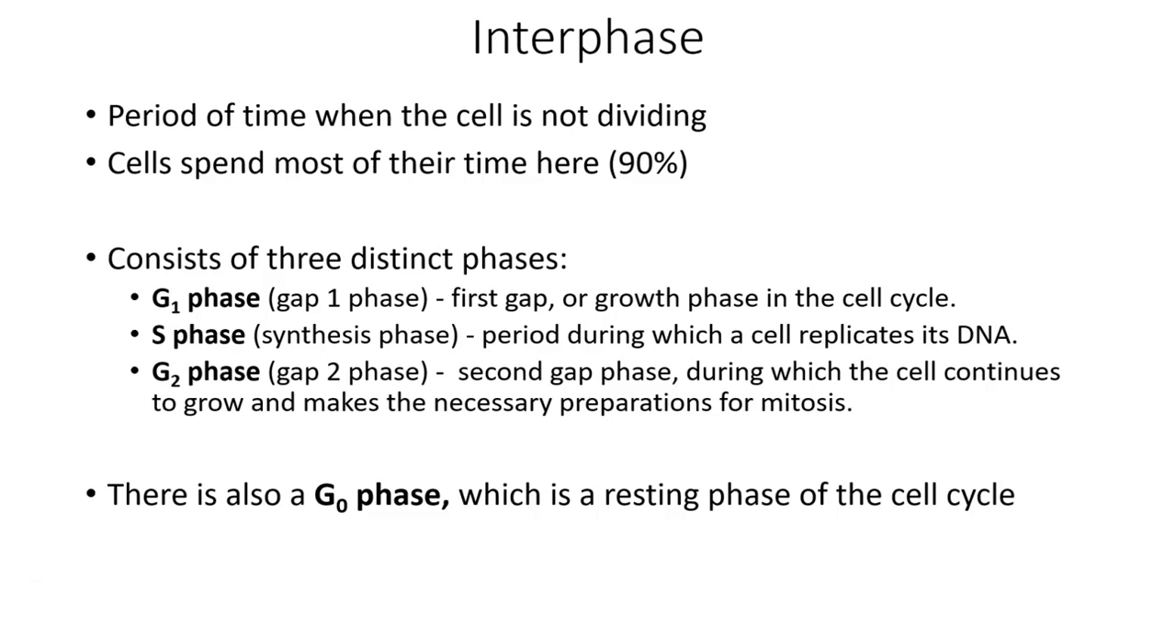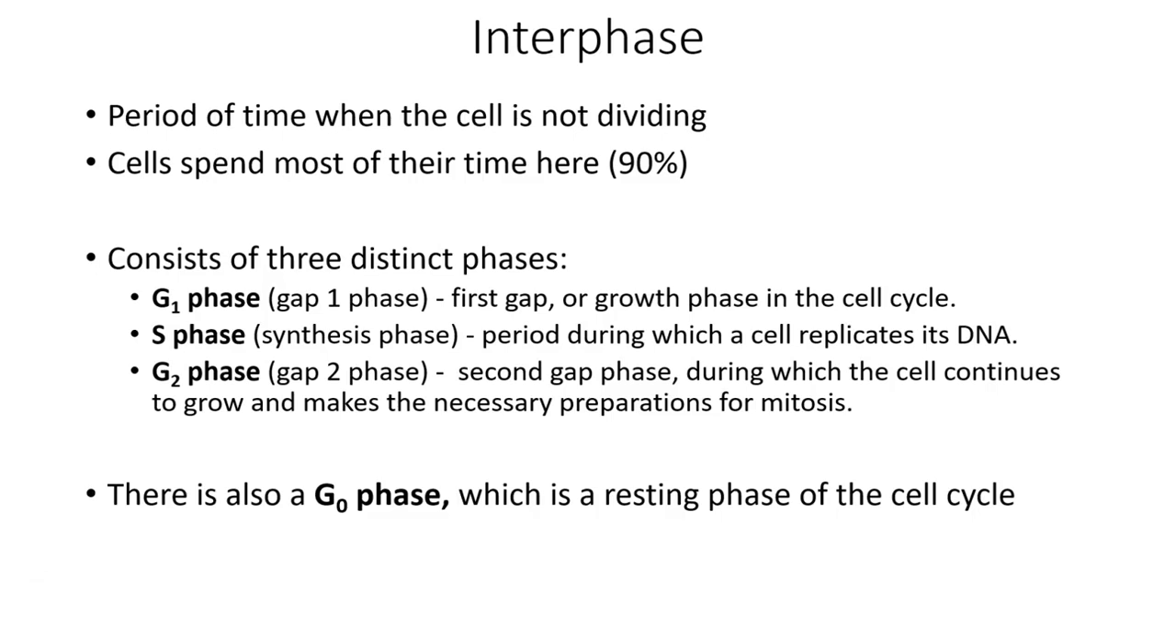And then we have the second gap phase or second growth phase. This is continued cell growth and preparations for mitosis. So we are making sure that there are enough organelles to be split up between the 2 daughter cells. We're making sure that there's enough cytosol to go between the 2 cells, all of those structural support filaments. We need to make sure there is enough of all of these different essential parts of the cell to go into 2 separate cells.